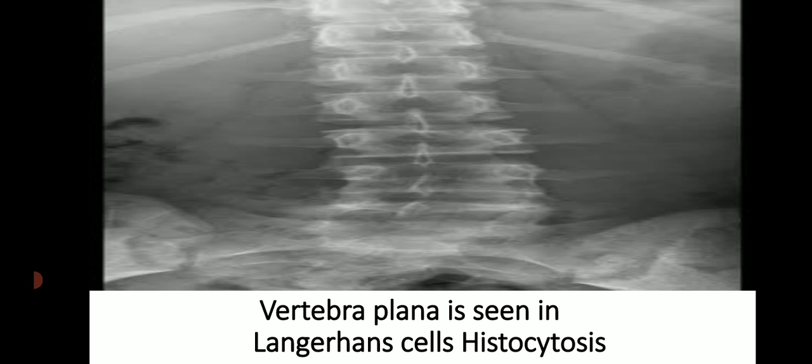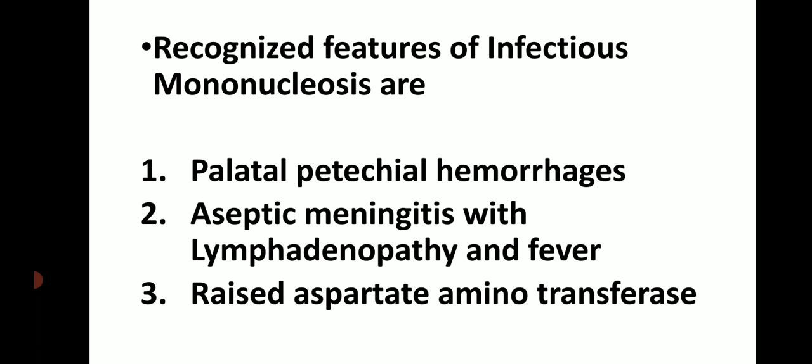Vertebra plana is seen in Langerhans cell histiocytosis. Recognized features of infectious mononucleosis are palatal petechial hemorrhages, aseptic meningitis, lymphadenopathy and fever, and raised aspartate aminotransferase.